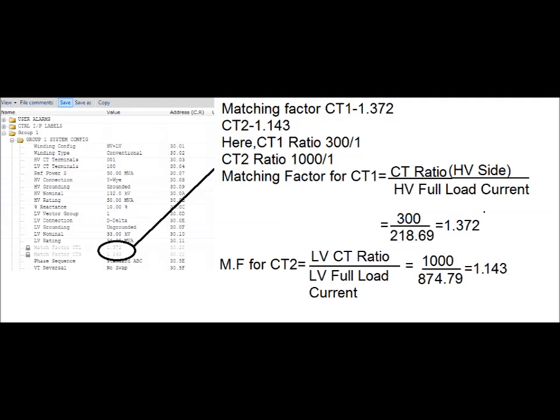The matching factor for CT1, that is for HV, is equal to the CT ratio for the HV side divided by the HV full load current. We can get the HV full load current from the data provided by the relay, which is 218.69 ampere, and the HV CT ratio is 300 by 1. So the matching factor for CT1 is 300 by 218.69, which comes to 1.372. Similarly, the matching factor for CT2 is equal to the LV CT ratio divided by the LV full load current, that is 1000 by 874.79, which comes to 1.143.